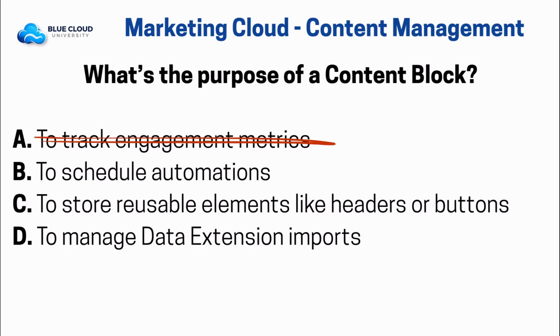Let's look at answer B, which says to schedule automations. Well, again, content is about content. It's about the content we share with other people. It has nothing to do with how we got here. And automations is really a tool that allows us to create, if you will, a framework or kind of an automation structure of do this, do this, do this. It has nothing to do with content blocks. So guess what? That's also not a good answer.